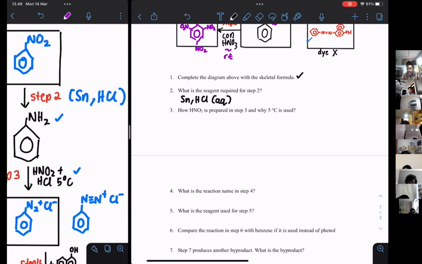How is HNO2 prepared in step 3 and why is 5 degrees Celsius used? Maybe I'll ask Giuliano. Giuliano, how is HNO2 prepared? By reacting NaNO2 with HCl. Then they will give you HNO2 plus NaCl. And why do we use 5 degrees Celsius, Thompson? Or Giuliano, if you want to answer also can.